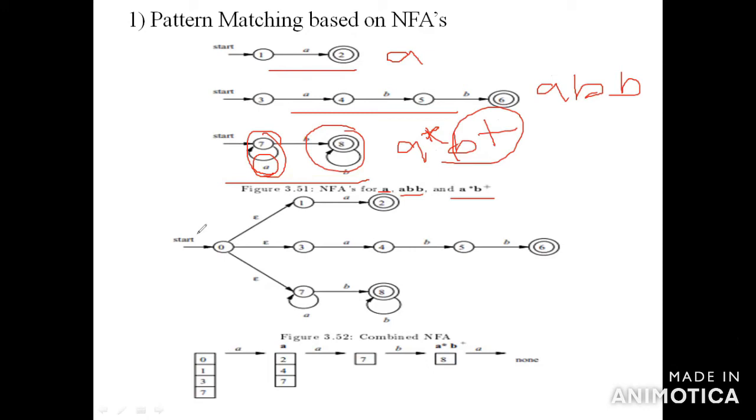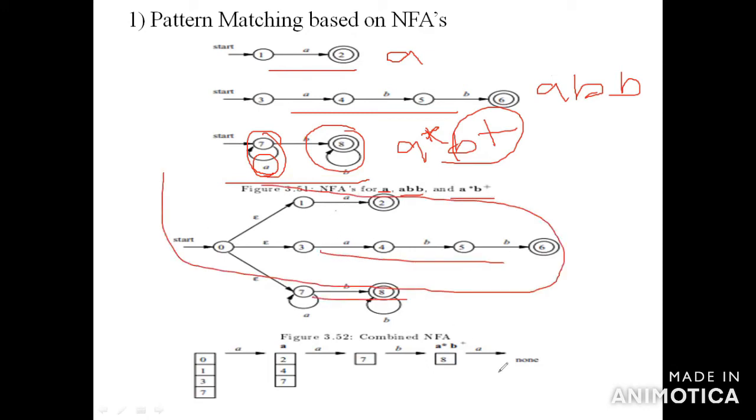Then you have to merge these constructions: a, a b b, a star b plus. So what happens? The starting state 0 moves on a to 1, 3 and 7, so the pattern a is represented by 0, 1, 3, 7. From the starting state 0, a moves to 1, 3, and 7 also represents a. That is the combined NFA. This is the individual NFA, and this is the combined NFA.